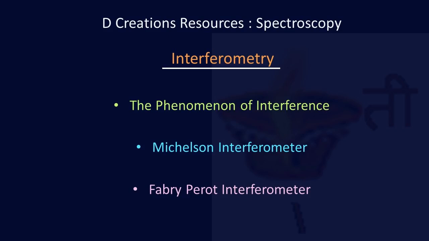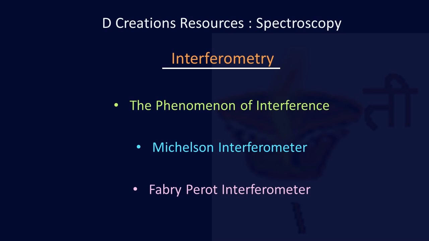Now, depending on the phase difference between the waves, it can result in constructive interference, where the resultant amplitude is larger, or in destructive interference, where the resulting amplitude is smaller. If the waves are in phase, you get constructive interference, while if the waves are out of phase, you get destructive interference. This interference is manifested as alternating bright and dark fringes.